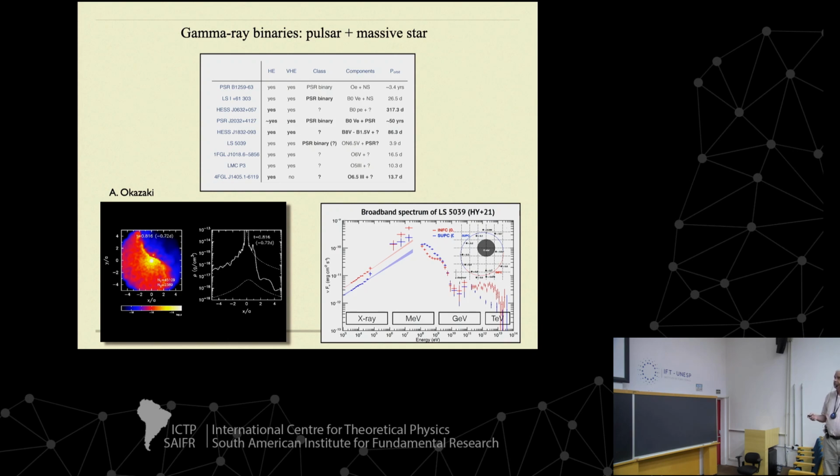And well, this is a simulation of one of these systems, also by Atsuo Okazaki, and you see a similar configuration as in the case of the colliding wind binaries. But now the wind from the pulsar, this is the pulsar, is relativistic. So the velocities of the shocks in the wind are much higher. So particles can be accelerated to higher energies, and the spectrum can reach TeV energies, as you see here. So this is how the source changes between the inferior and superior conjunctions.